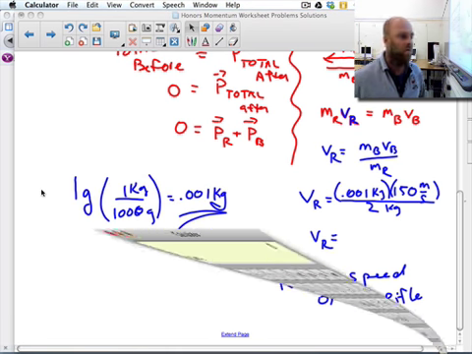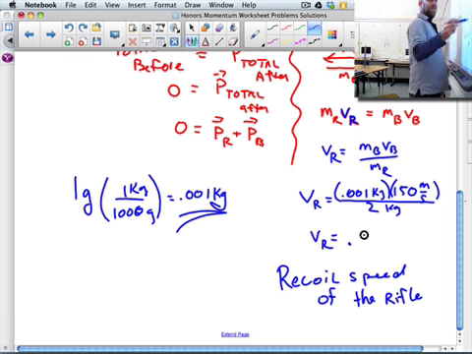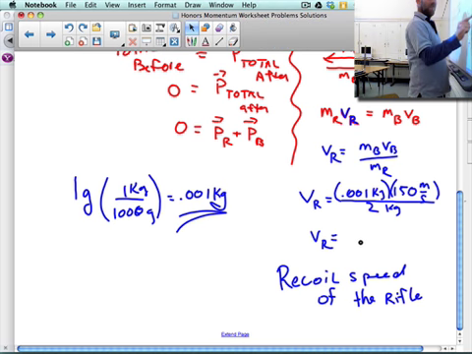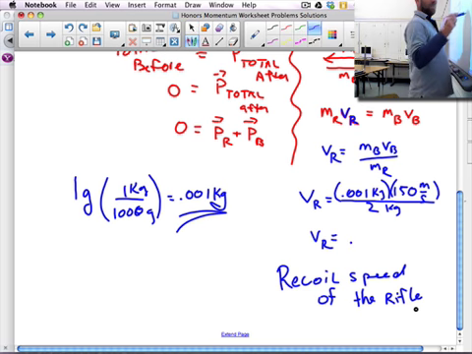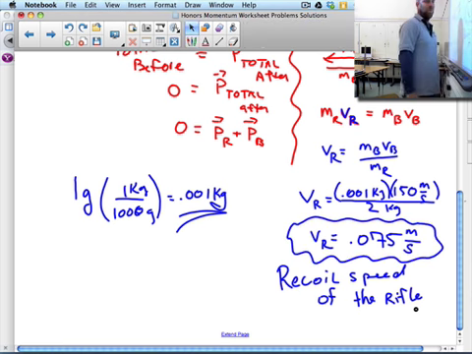Okay? So 0.075 meters per second. And that's called recoil speed of rifle.